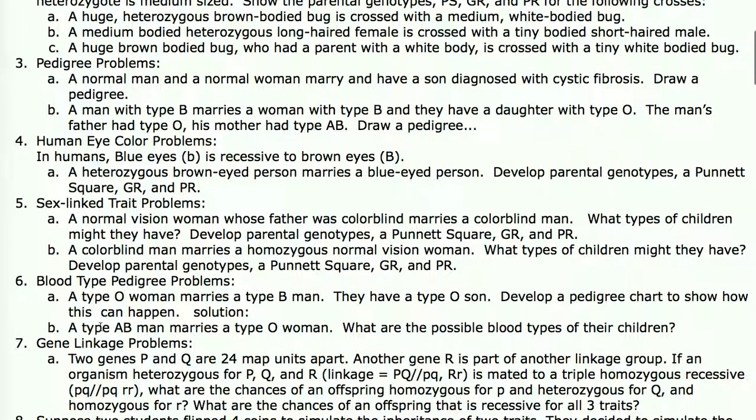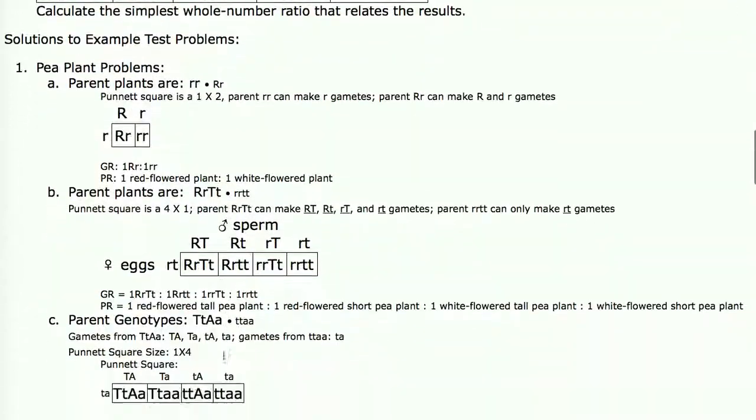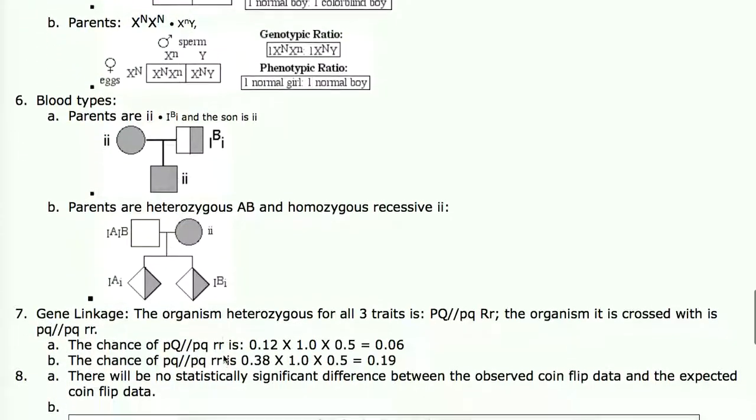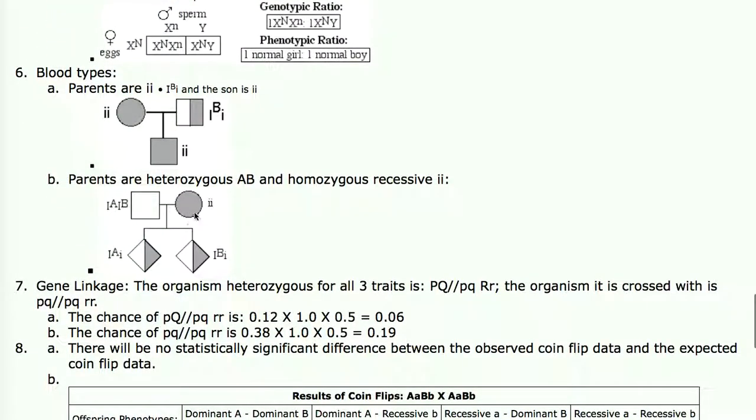A type AB man marries an O woman. What are their possible children? Okay, so let's go back down to this. Here's the AB man. Here's the O woman.